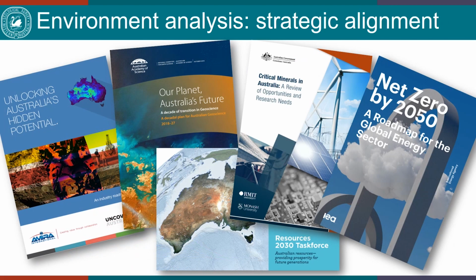Of organizations have produced strategic documents over the last few years, including the International Energy Agency, which has laid out a roadmap to net zero by 2050. So basically a net zero carbon emission economy by the year 2050. But there are other documents as well that are worth considering.